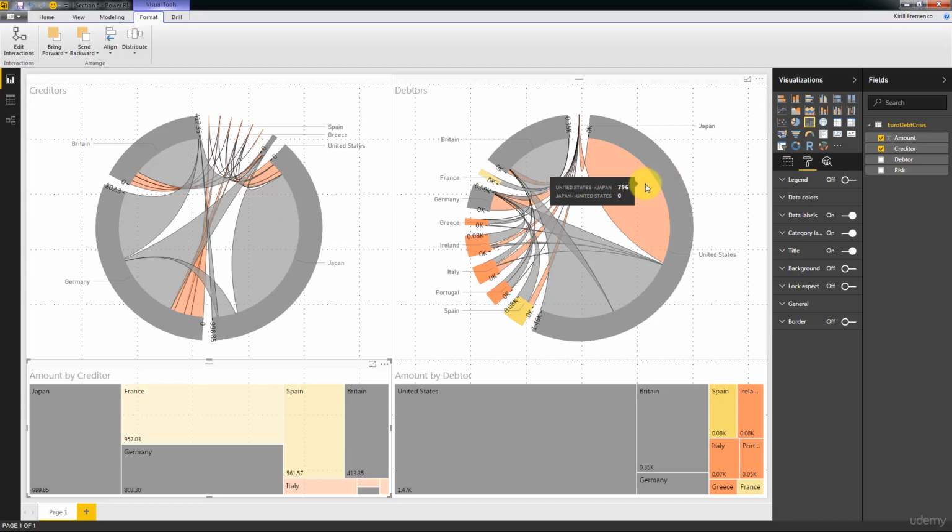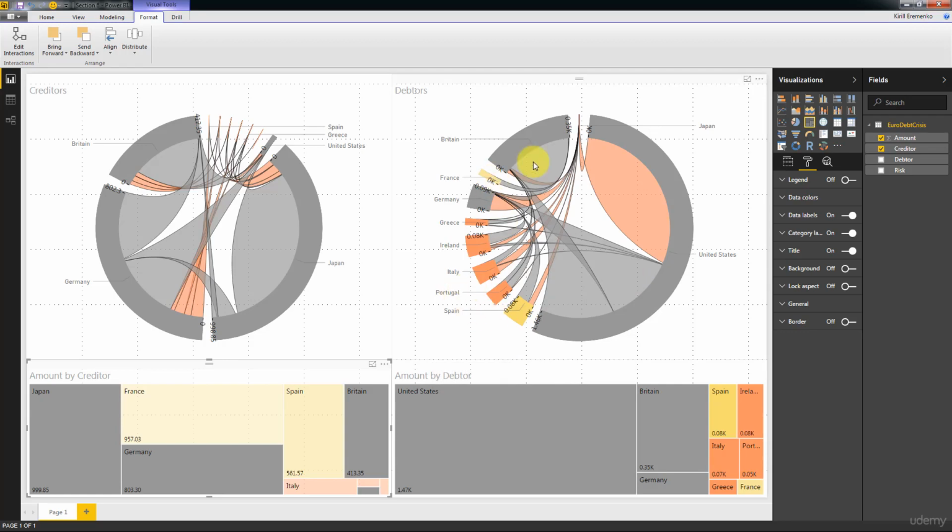Here, United States owes Japan 796. Here, we've got United States owes Germany $324 billion. United States owes Britain $345. So the way to read it is still, you've got to start at the thick part of the pathway and just look where it goes. So this one goes into Germany, this one goes into Britain, this one goes to Japan. But then just think of it as this is how much the United States owes, right?